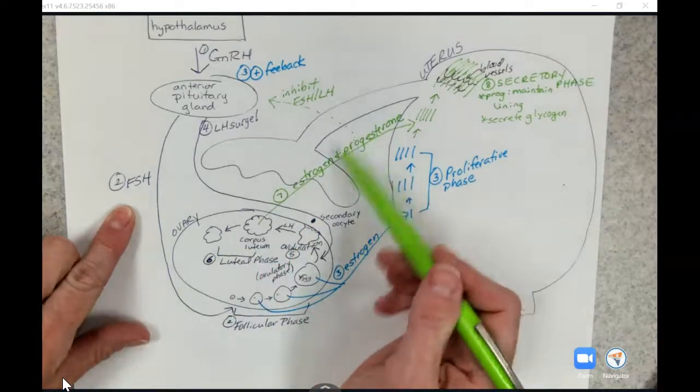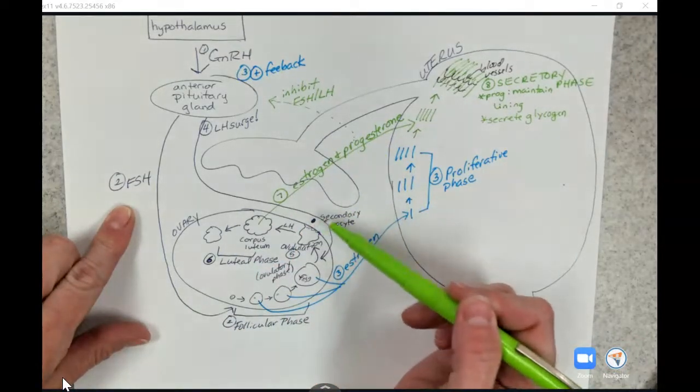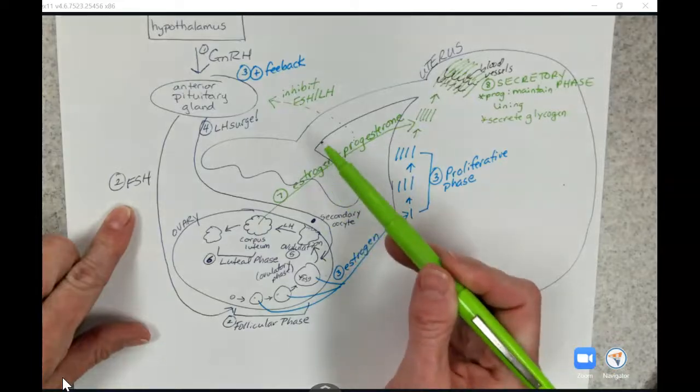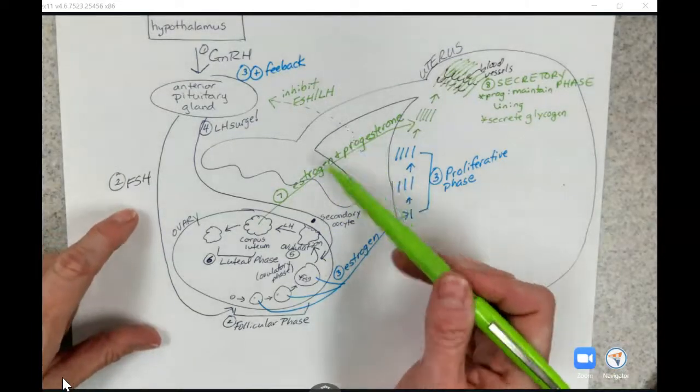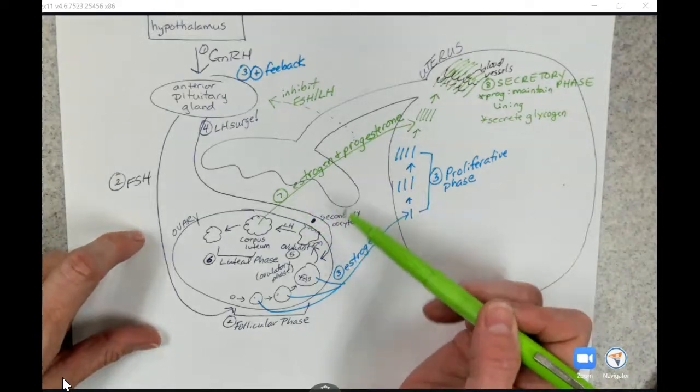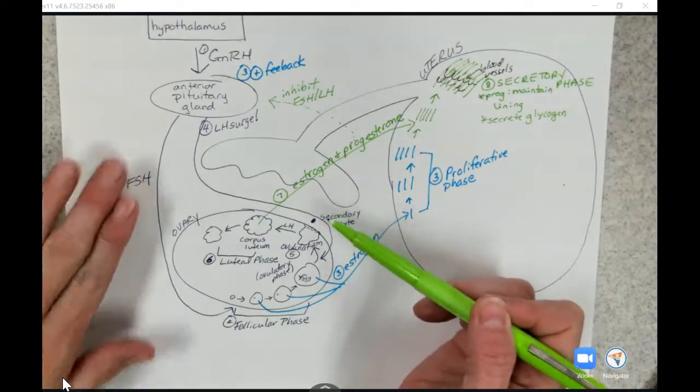And so if you think about why this is important in this particular time frame, well, you're waiting to see if this egg gets fertilized. So if this egg is traveling on down and maybe being fertilized, you don't want to start a new follicle. You've already invested all this energy and resources into this egg. Don't start a new one while you're waiting to see if this one is successful.